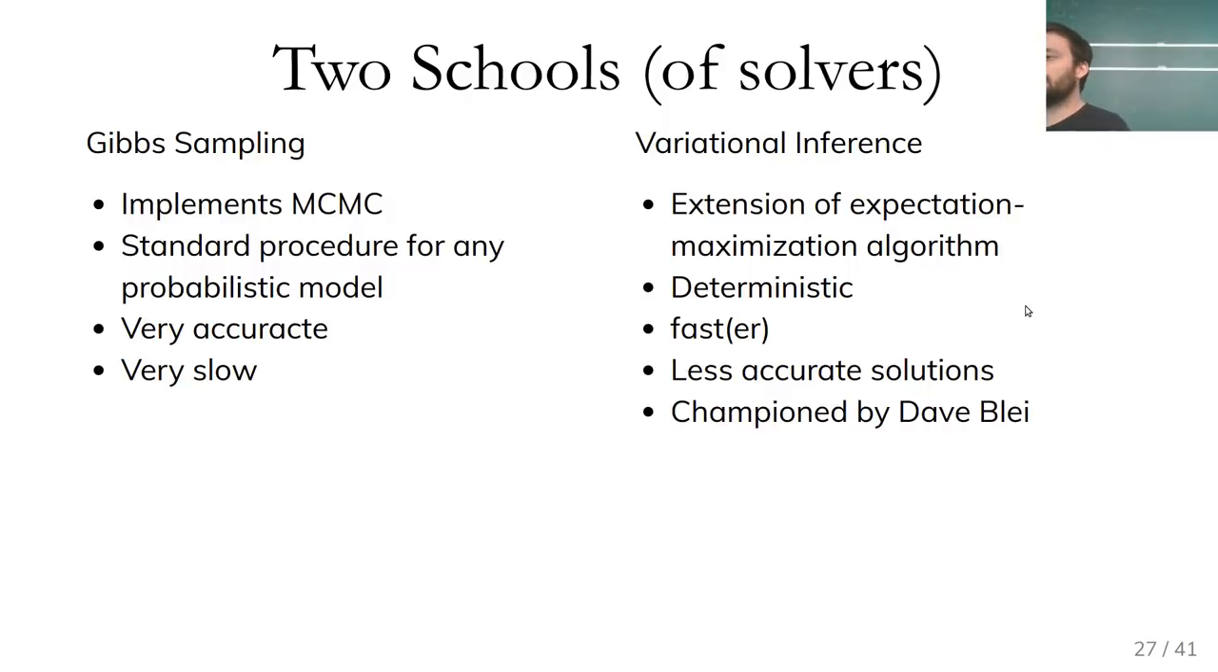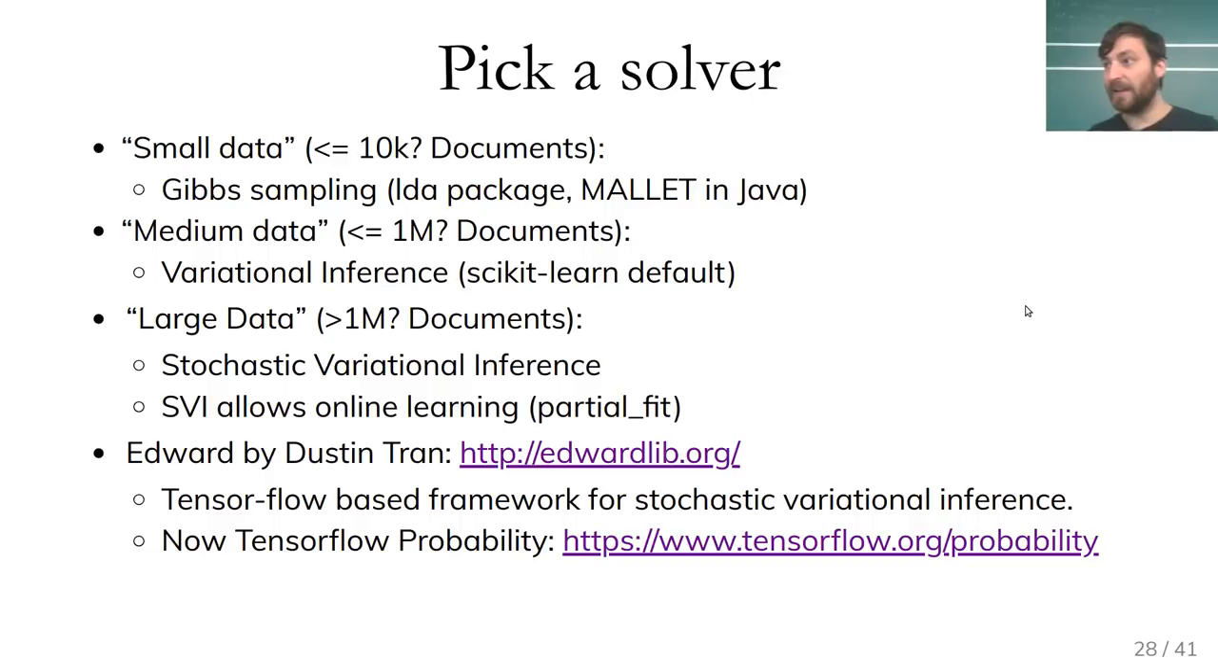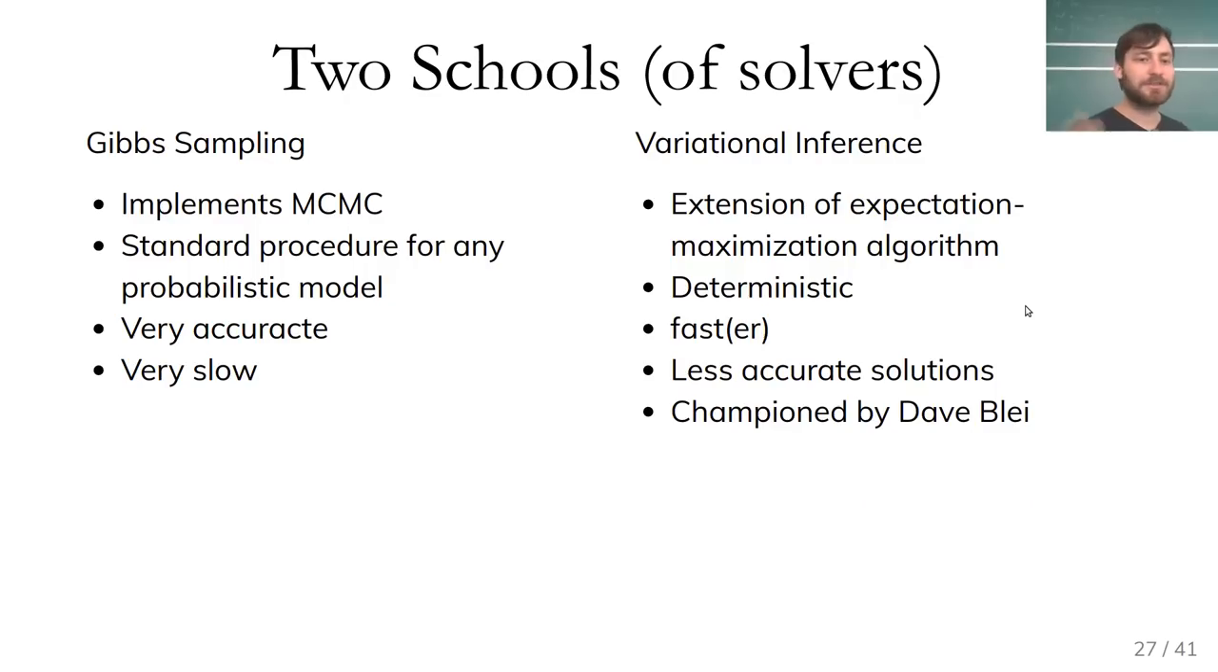Variational inference is an extension of the expectation maximization algorithm that we saw for Gaussian mixture models, where you alternate between computing the means and the component assignments. Variational inference is faster, but usually provides solutions that are less accurate. This is what David Blei's group has been working on for many years. Given this trade-off, you usually want to use Gibbs sampling if you have a smaller data set, and variational inference if you have a bigger data set, because if you have a big data set, Gibbs sampling will never finish.